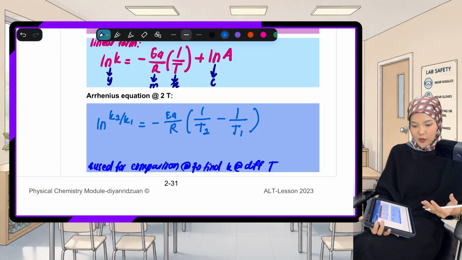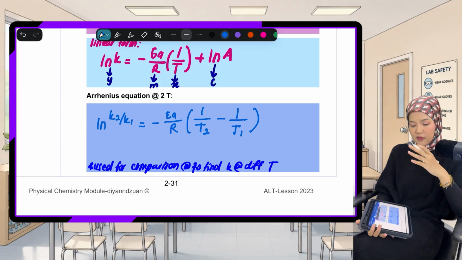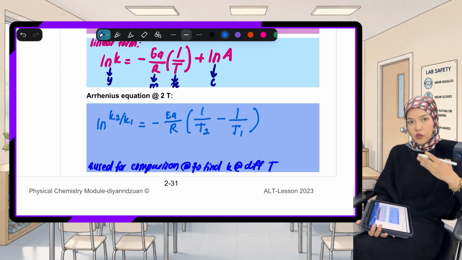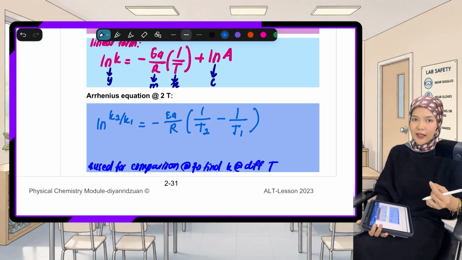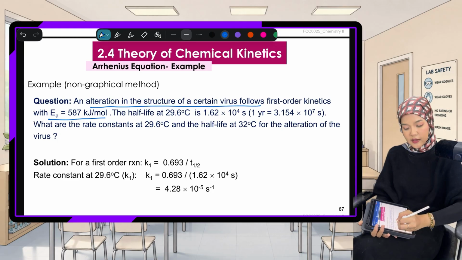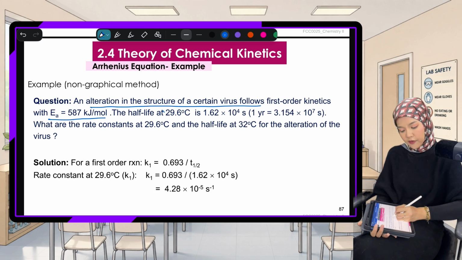There are many ways for you to express this Arrhenius equation, but I prefer to use it this way. Why do we need this equation? Because you can use this Arrhenius equation for comparison, or to find k at a different temperature. This question gives you the activation energy, 587 kilojoule per mole, and the half-life at 29.6. What is the rate constant? It's asking for k at 29.6.